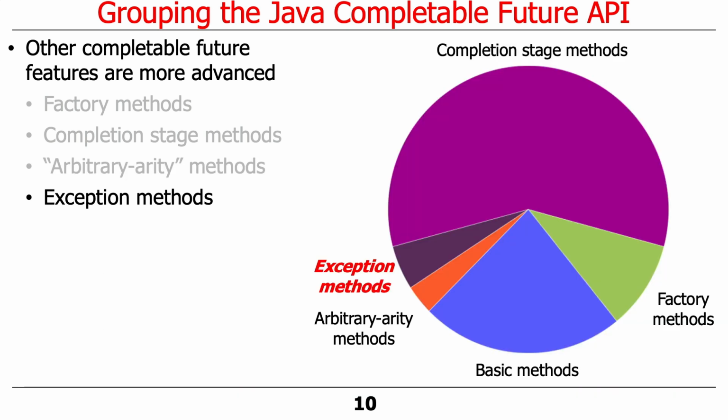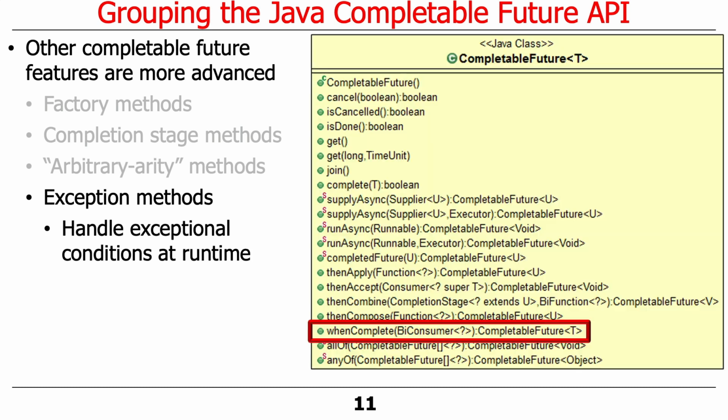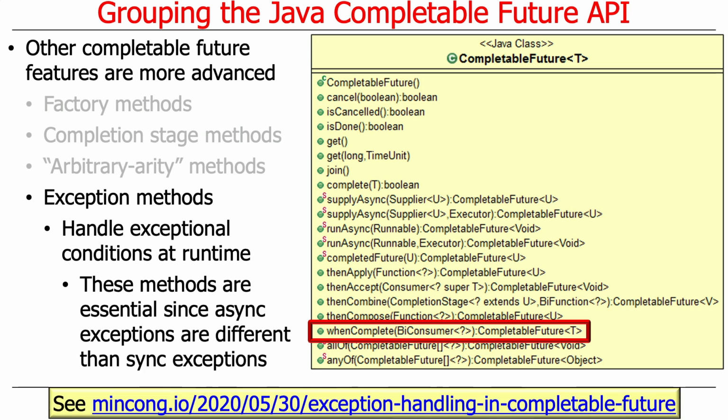The other style of methods are called exception methods. The name again sort of gives away their purpose. They are used to handle exceptional conditions at runtime that occur when operations are running asynchronously. That is the key issue that makes them tricky. You want to be able to do this stuff at runtime and be able to do the processing of exceptions in the right context. These methods are very important because asynchronous exceptions are quite different than synchronous exceptions.